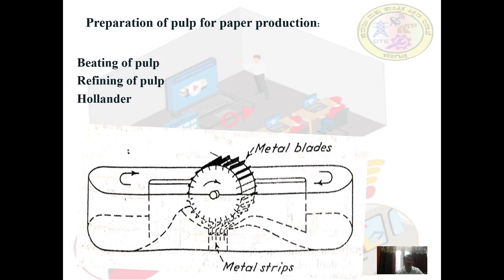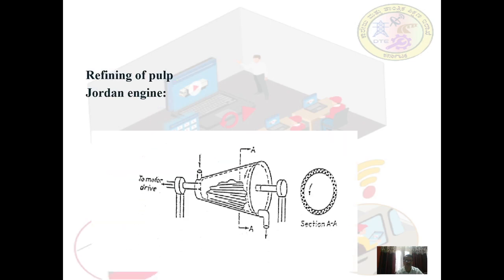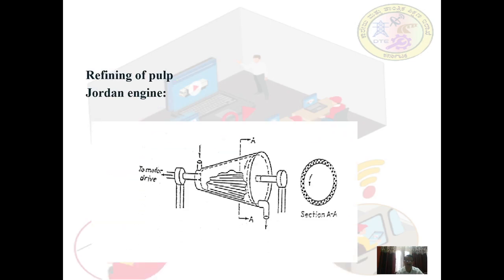The second one is refining of pulp. Here, they use the equipment which is known as Jordan engine. It looks like this, right?